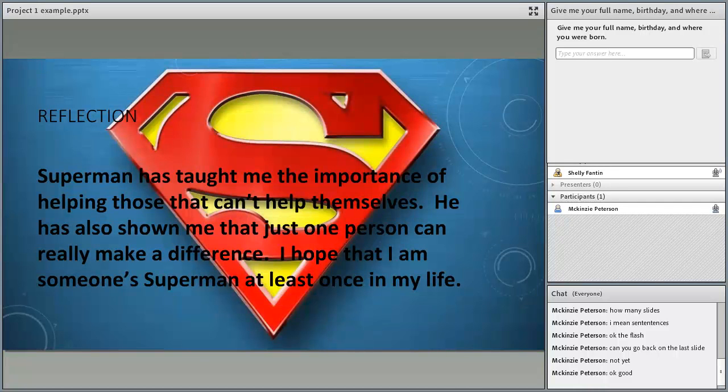Okay. The second to last page is called a reflection. This is just your own thoughts. And I put there, Superman has taught me the importance of helping those that can't help themselves. He has also shown me that just one person can really make a difference. I hope that I am someone's Superman at least once in my life. So what I was trying to say is that I hope someday I'm able to help somebody make a difference in their life.